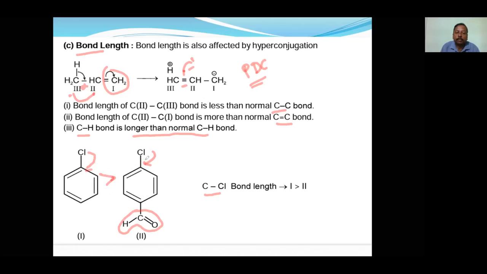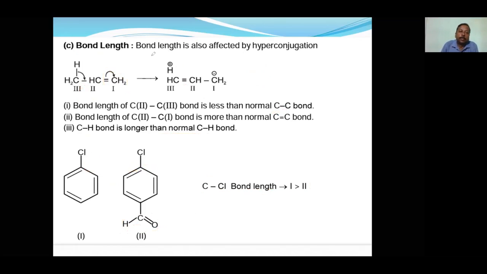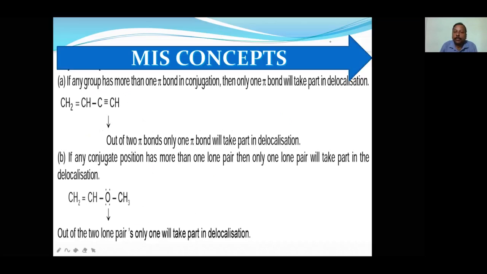So because of that, what happens? There will be hyperconjugation. This bond will be shifted here, positive charge. Therefore, the carbon-chlorine bond length in one is affected. In two, there is no group to disturb this bond length. Therefore, the carbon-chlorine bond length of the first is greater than the second. So these are some applications of hyperconjugation. Now, misconceptions while counting: I have seen some people giving the wrong answer during the classes.